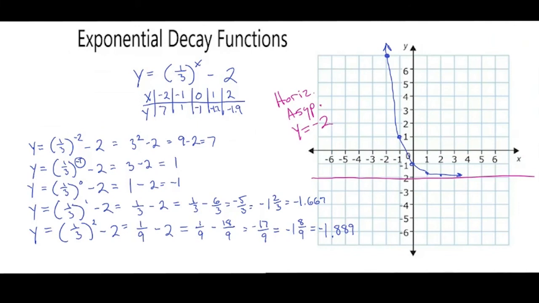I also need to state my domain and range. My domain is whatever x can equal, and my x's can go infinitely to the negative and infinitely to the positive. So I would say that my domain is all real numbers. But since y can't go any further down than this -2, I would say that my range is y is greater than -2. And that's how you state the domain and range, describe the horizontal asymptote, and graph the function y equals 1/3 raised to the x power minus 2.